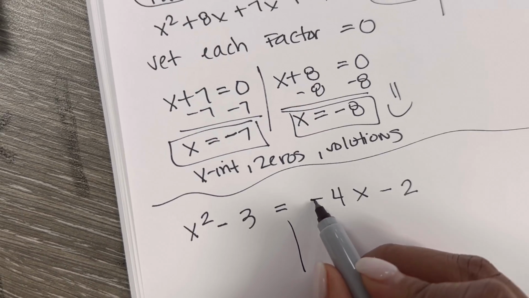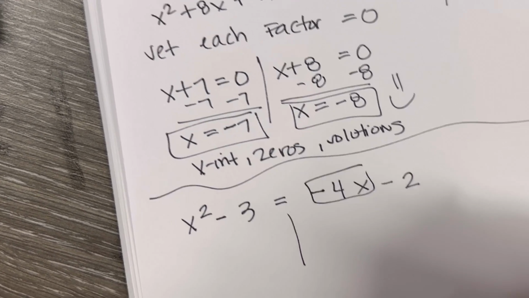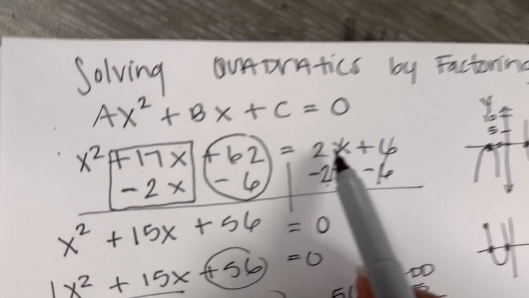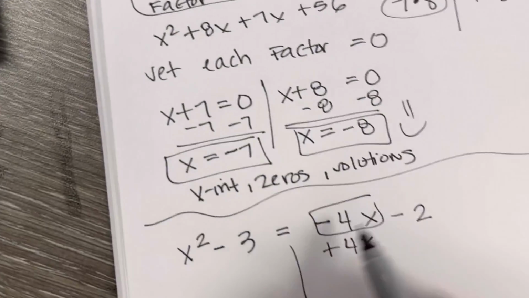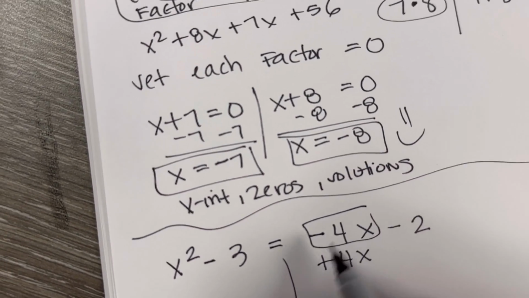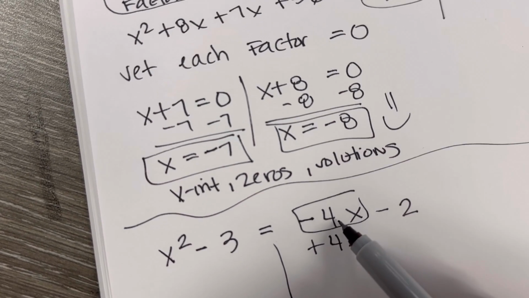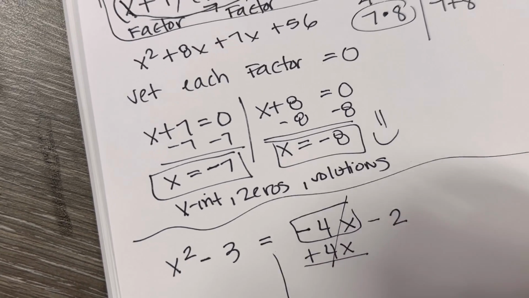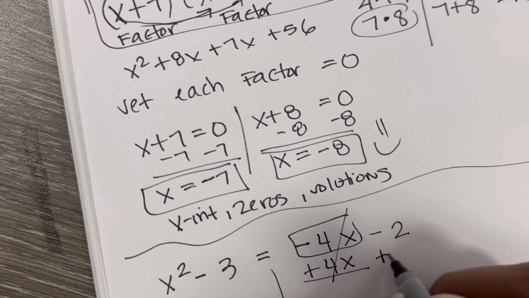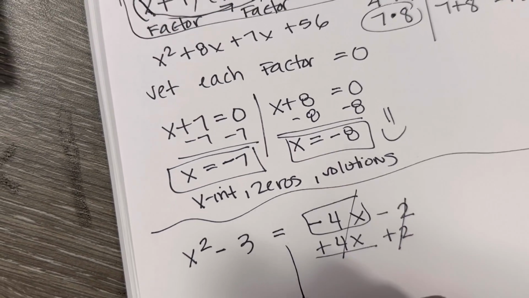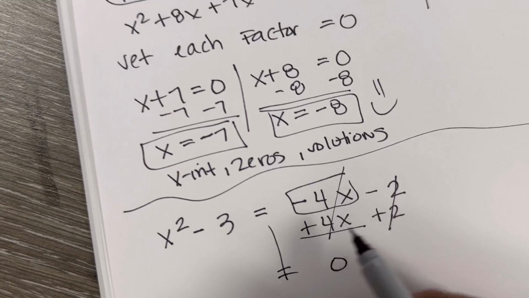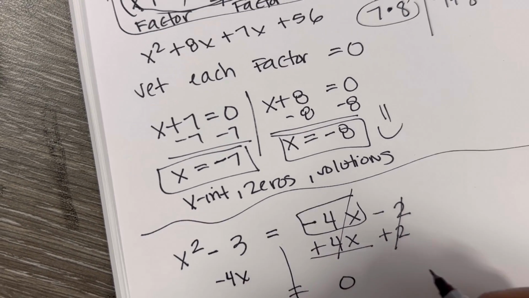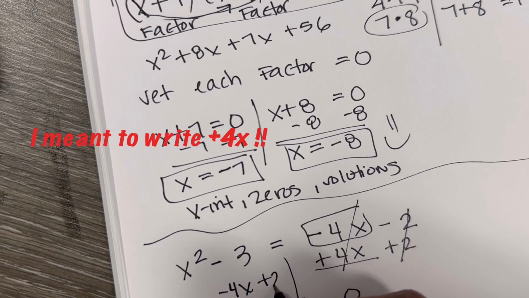How do you undo subtracting a 4x? You add a 4x. So do the opposite operation. This was 2x, so you subtract 2x. This is subtracting 4x, you add 4x. What's negative $4 in your bank? Add $4. You're on a 0 balance, right? 0. Subtract 2, we gotta add 2 to get rid of it. Bam. So all that equals 0, right? Well, if you add 4x on this side, you have to add 4x over here. If you add 2 over here, you have to add 2 over here.